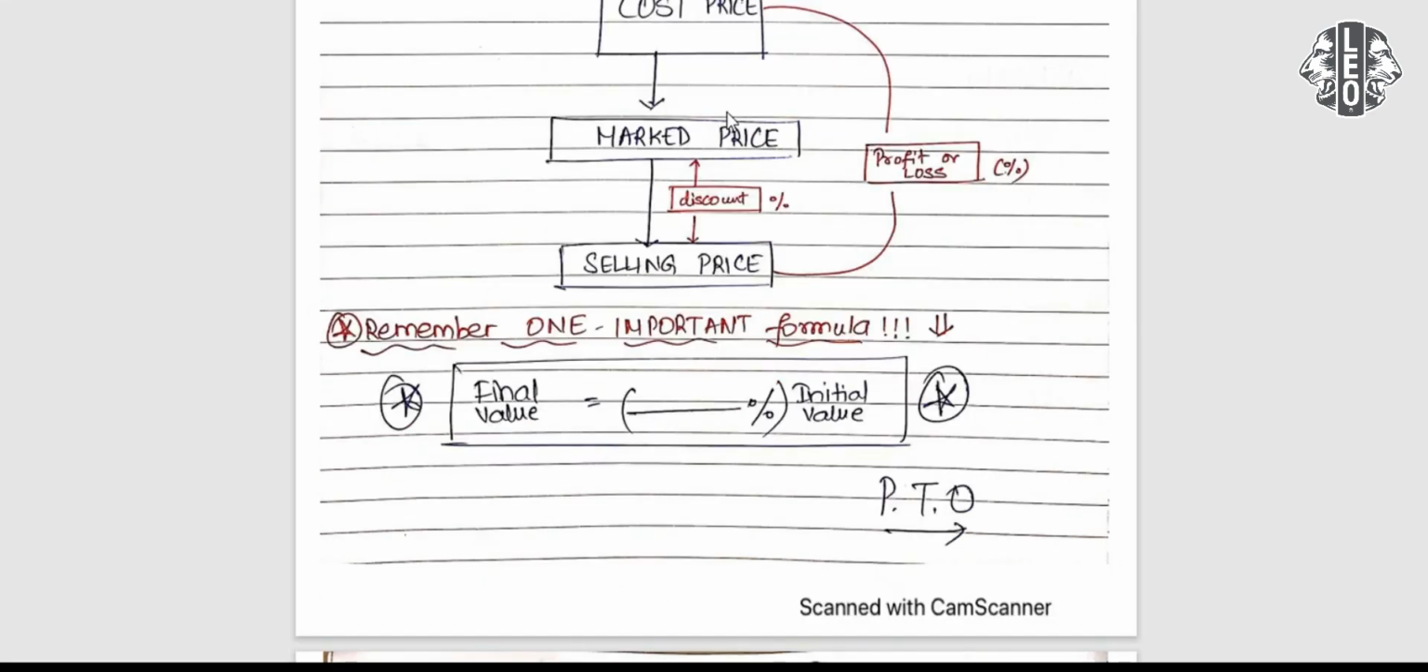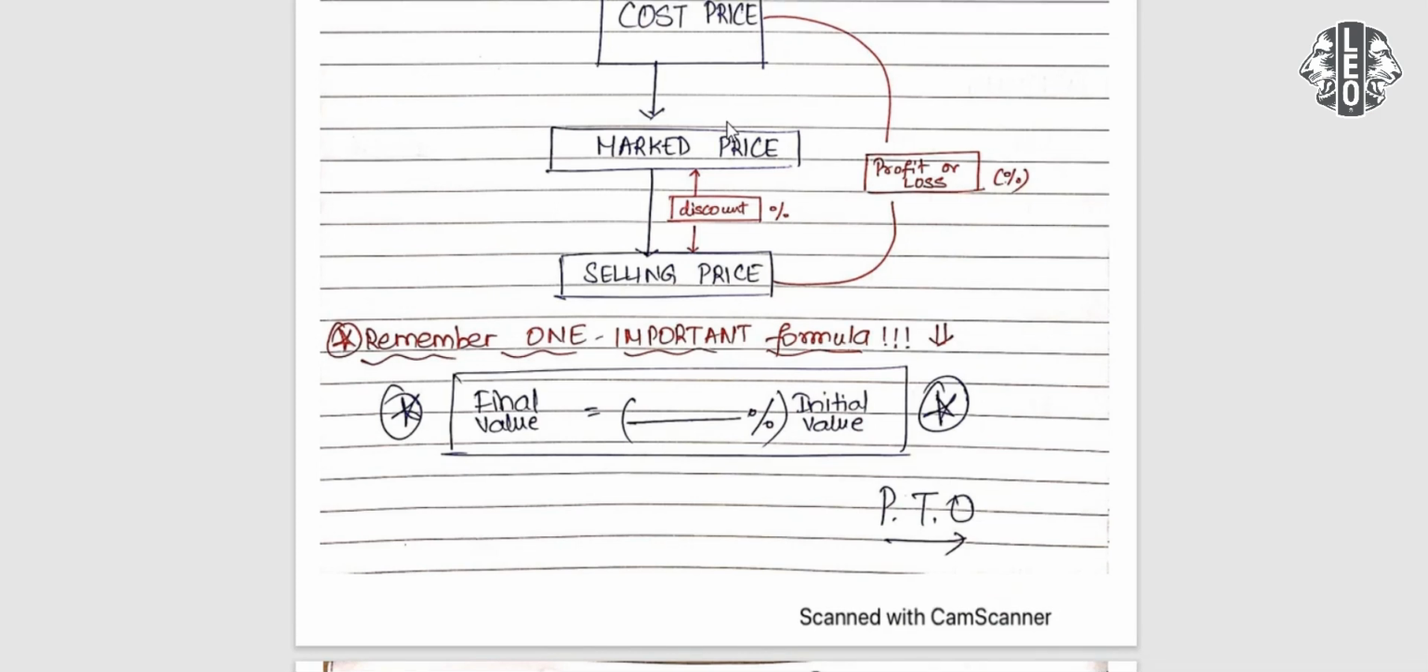Let me brief you about some of the TSRs, the time-saving results. The first time-saving result is: final value is equal to dash percentage of initial value. Final value is some percentage of initial value. This is going to be the skeleton formula for many other sub formulae that are derived from it, so that we could use it in profit and loss, and elsewhere also in quantitative aptitude.